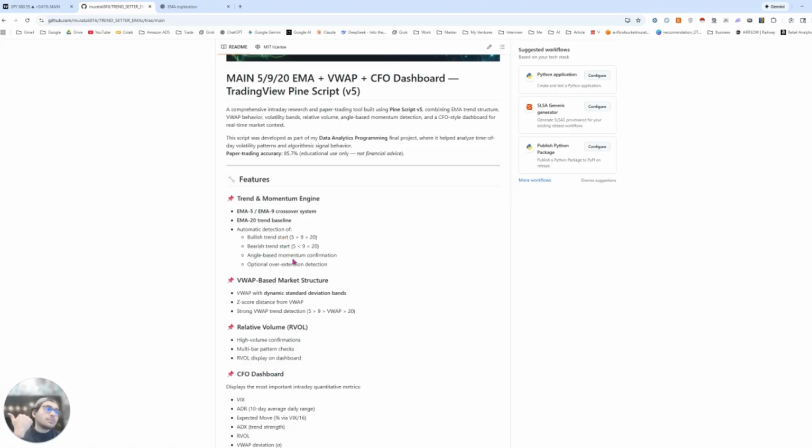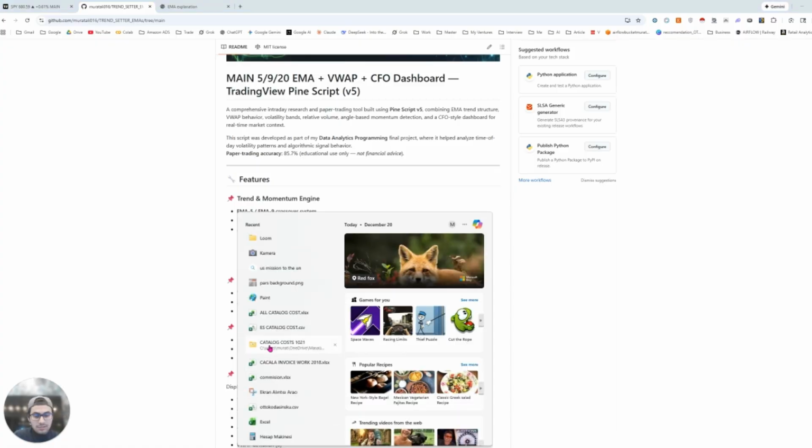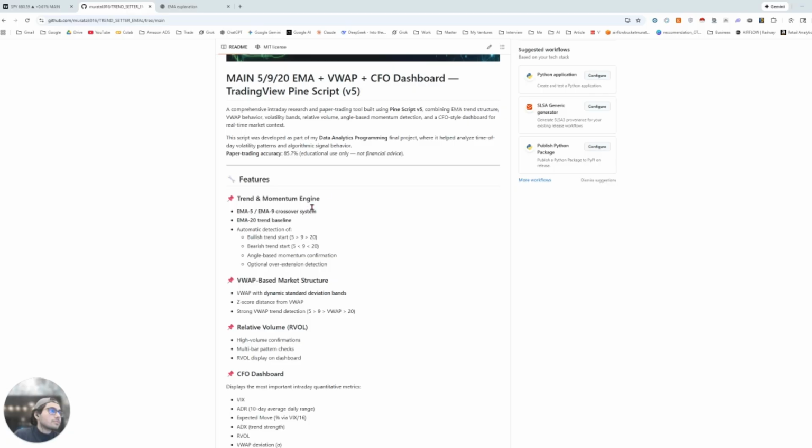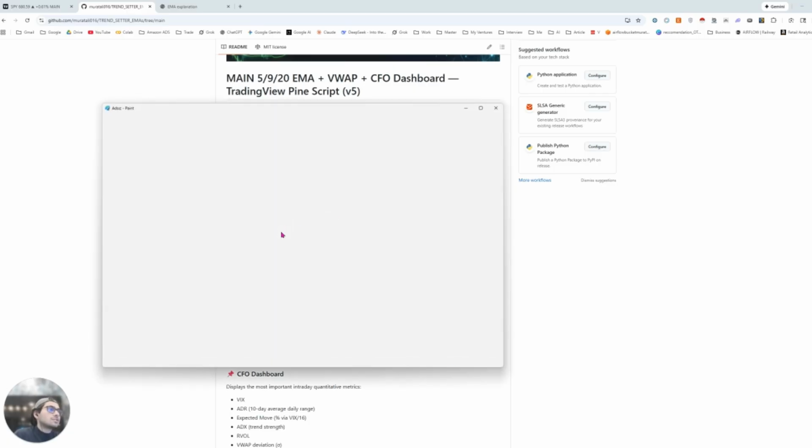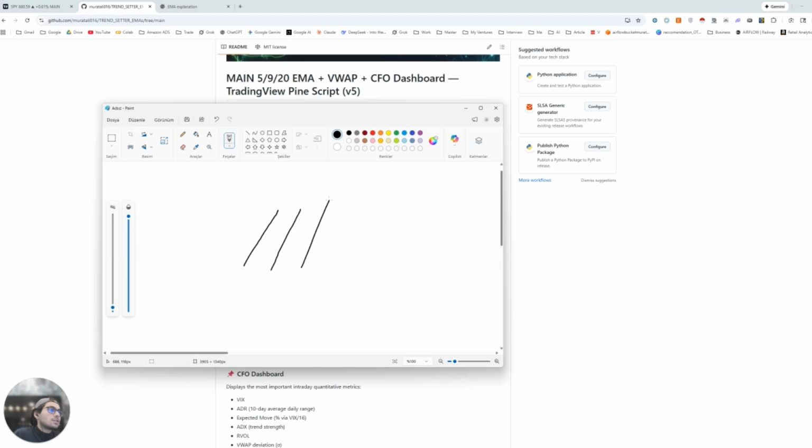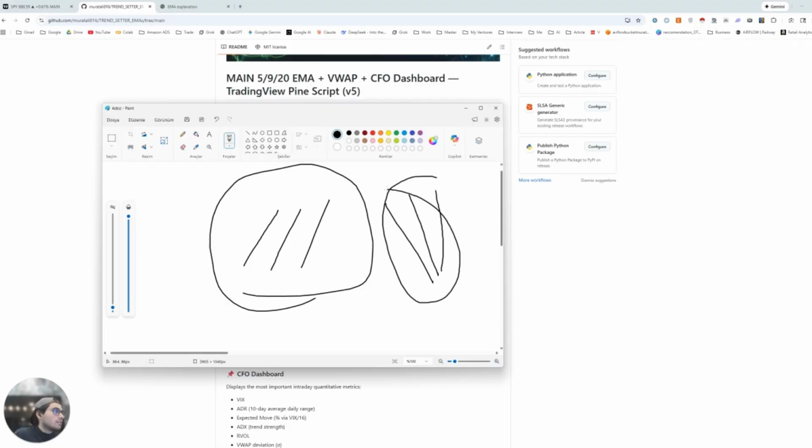And I have some angle-based momentum confirmation too, which means if the EMAs go like this, let me just show you what I mean. If all the EMAs go like this, it is a nice sell-off. People are selling in a short period of time. But if they're going like this, like this, like this, you see it's extended. It's extended over a long time, so the momentum is not as high as this one here.